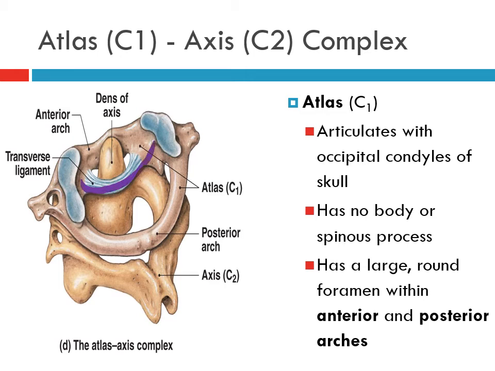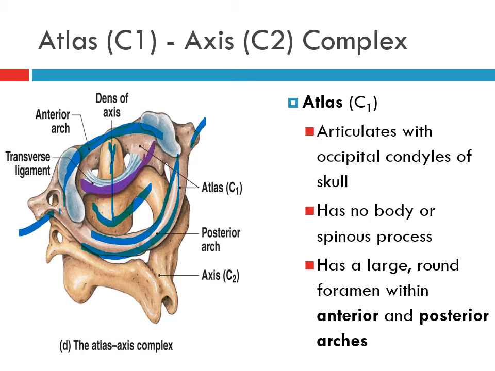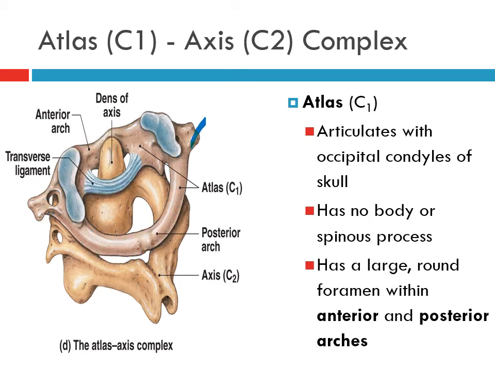It has a ligament here called the transverse ligament, which wraps around this process here, which is part of C2, the second cervical vertebra. And we're going to talk about that one next. So this is the anterior arch, and this is the posterior arch, and there are transverse processes with the transverse foramen, but no body, and it articulates with the occipital condyles of the skull.